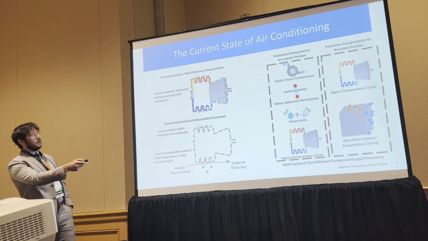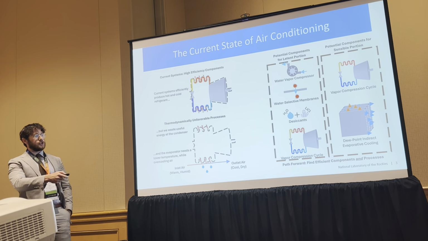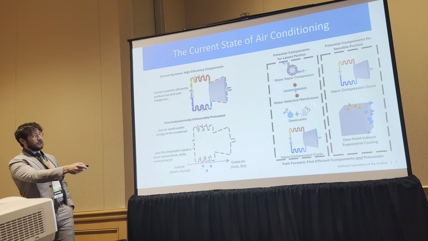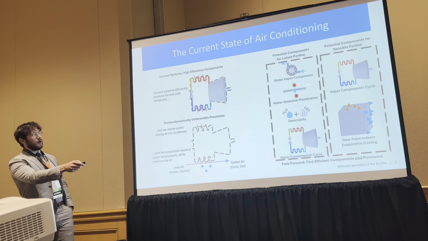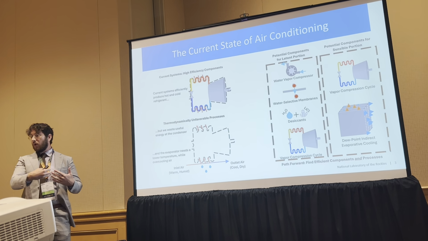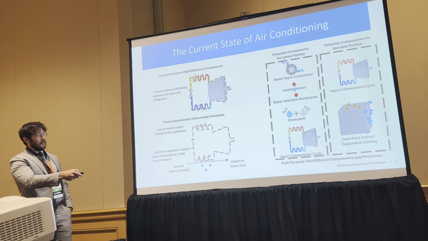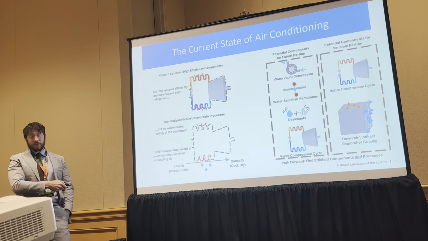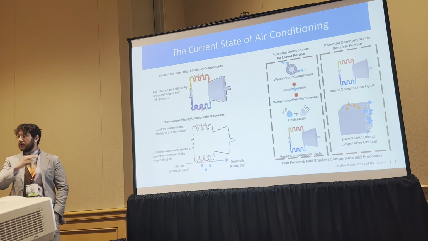On the latent side, so that's dehumidification, there have been systems proposed in literature that use any number of combinations of these different components: water vapor compressors, water selective membranes that allow water vapor to pass through but not air, desiccants, and then the vapor compression cycle itself, either as a heat pump or a refrigeration cycle. Those have been proposed as components for the latent portion.